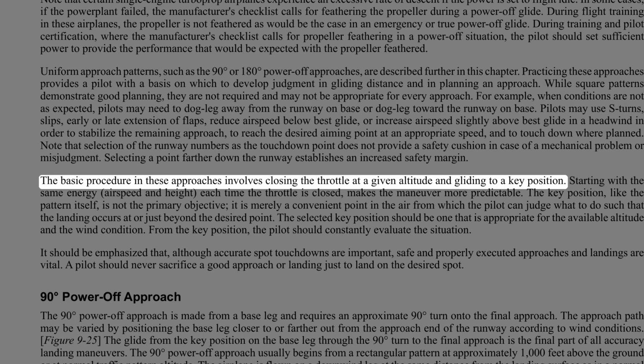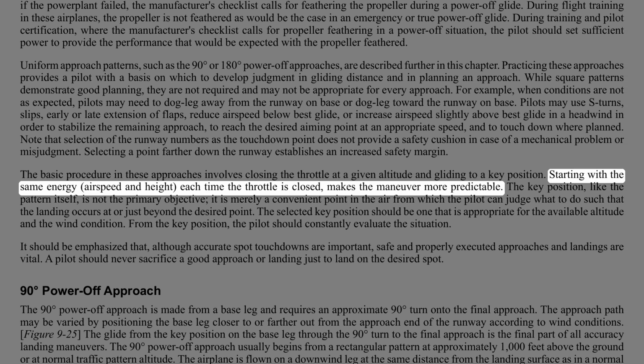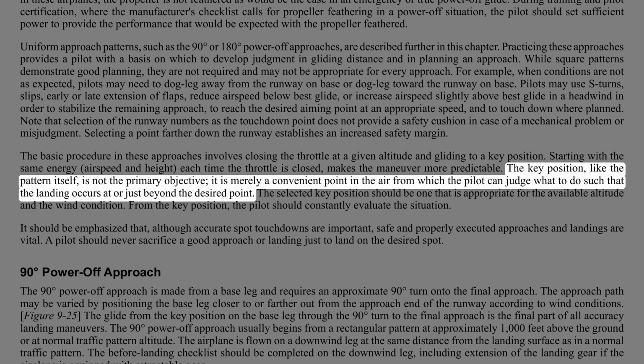The basic procedure in these approaches involves closing the throttle at a given altitude and gliding to a key position. Starting with the same energy, airspeed and height each time the throttle is closed makes the maneuver more predictable. The key position, like the pattern itself, is not the primary objective. It is merely a convenient point in the air from which the pilot can judge what to do such that the landing occurs at or just beyond the desired point.